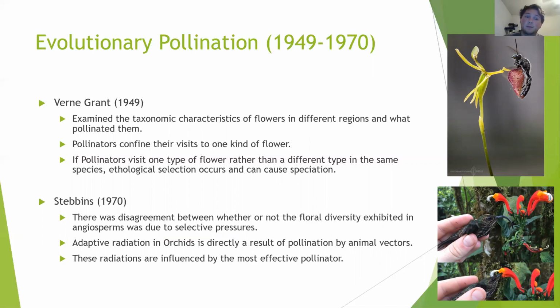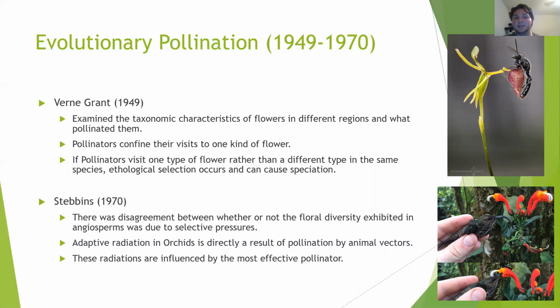Further, he posited that pollinators can actually drive evolution through ethological evolution, so behavioral. And so say you have a pollinator that is visiting one species of poppy, and that species has two different phenological types, say one's purple and one's orange, and this pollinator is only pollinating the purple ones, then it's selecting for that purple trait. And so it could drive evolution.